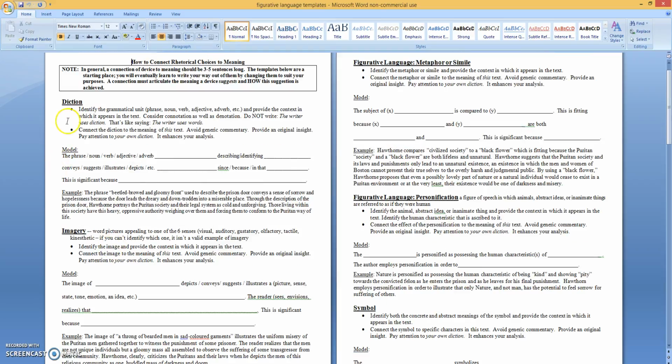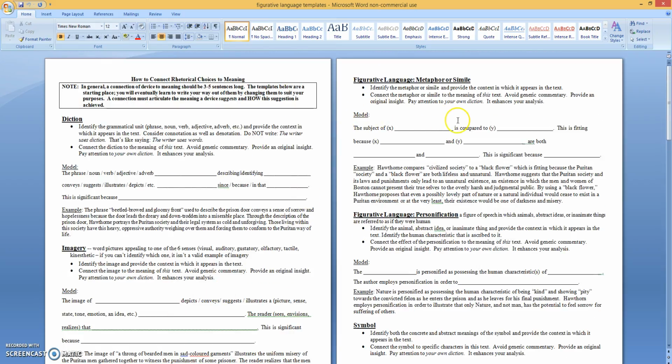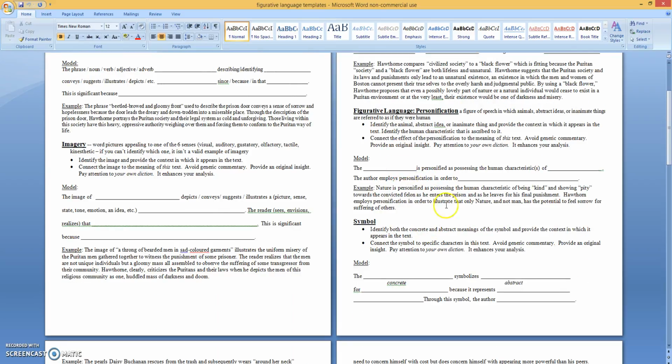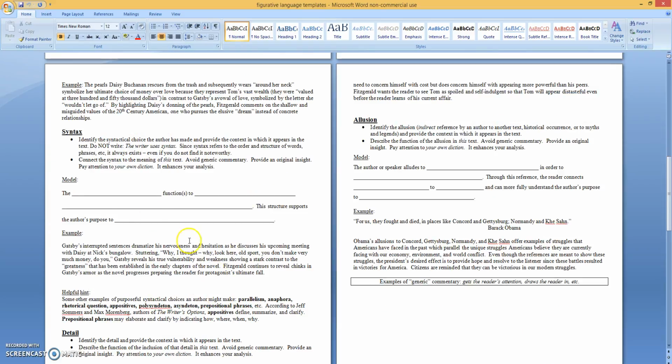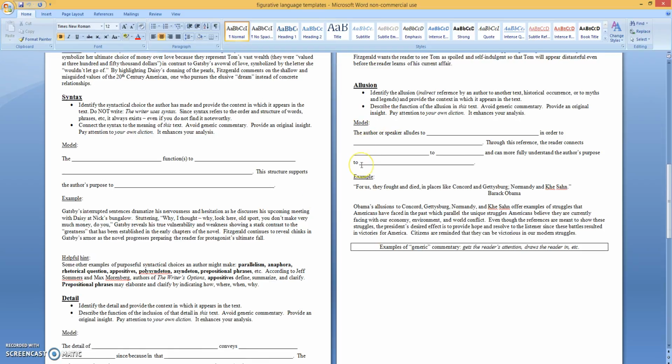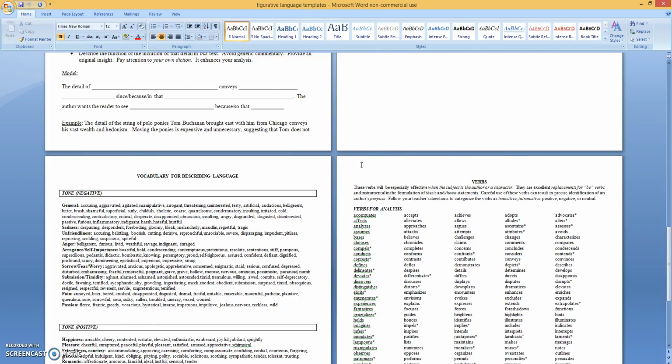Okay, so this has how to embed diction, which is the word choice that the speaker makes. Imagery, which appeals to our senses. Metaphor, similes, if the speaker happens to use that. Personification, symbol, syntax, which is the language structure. So for example, Kennedy used a lot of parallel sentence structures in his speech, and so you could use this template to help you describe those. Allusions, biblical allusions, historical allusions.